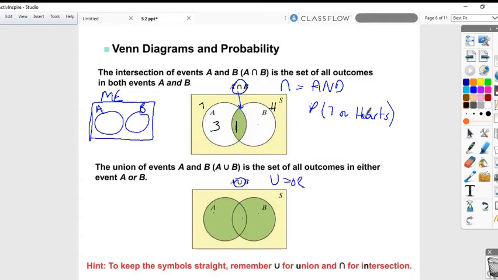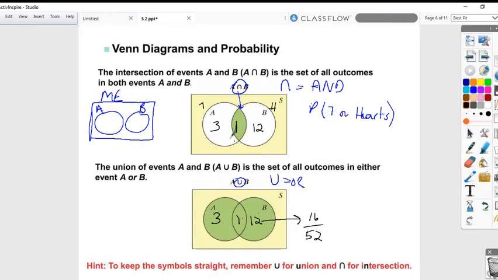Now let's look at the hearts. The hearts are 13 hearts total. We already have 1 here, so this would be 12. If I'm doing this with a Venn diagram, 7 or hearts would be the union of these. It would be the union. So I would do 3 plus 1 plus 12. That gives me 16 out of 52.